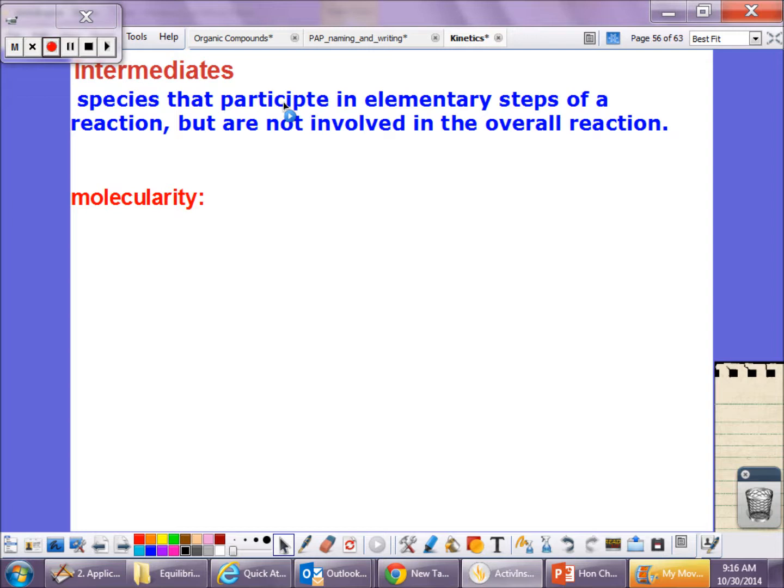And I see there is a typo here. Species that participate. Missing an A here.